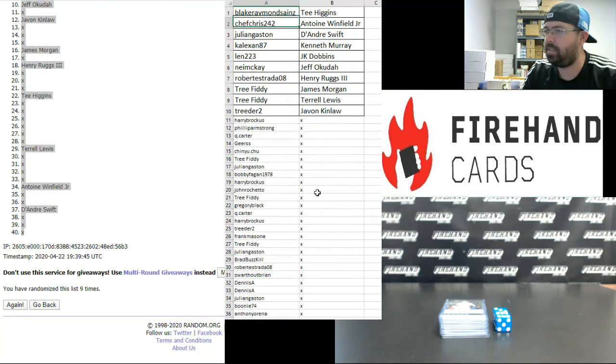Blake Raymond, T. Higgins, Chef Chris, Antoine Winfield Jr., Julian Gaston, DeAndre Swift, Kalezon 87, Kenneth Murray, Len, J.K. Dobbins, Neil McKay, Jeff Okuda, Robert Estrada, Henry Ruggs III, Tree Fitty, James Morgan, Terrell Lewis, Treater with Javon Kinlaw. That will do it for our mega, guys.